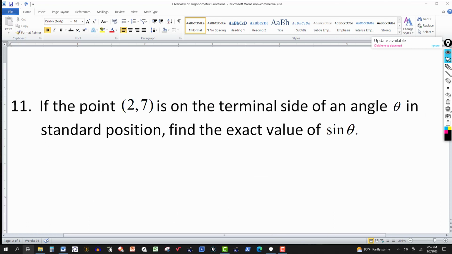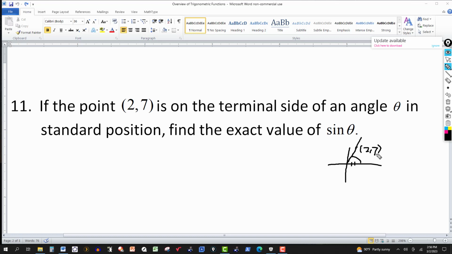Okay, this one is kind of similar. It says if the point (2, 7) is on the terminal side of an angle theta in standard position, find the exact value of sine of theta. So the point (2, 7), if I plot that point, I go over 2 and then 7 up, so this angle would go like that. So we consider this angle right here, and this continues up, of course, but this point here on the terminal side is (2, 7).